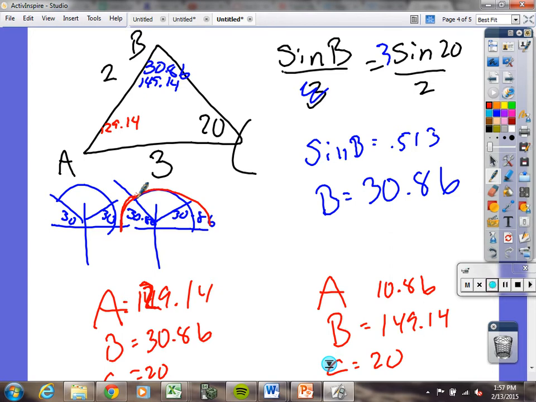How did I get this guy? 20 plus 30.86 is 50.86. What do we know a triangle adds up to be? 180, and so I subtracted it from 180. Okay?